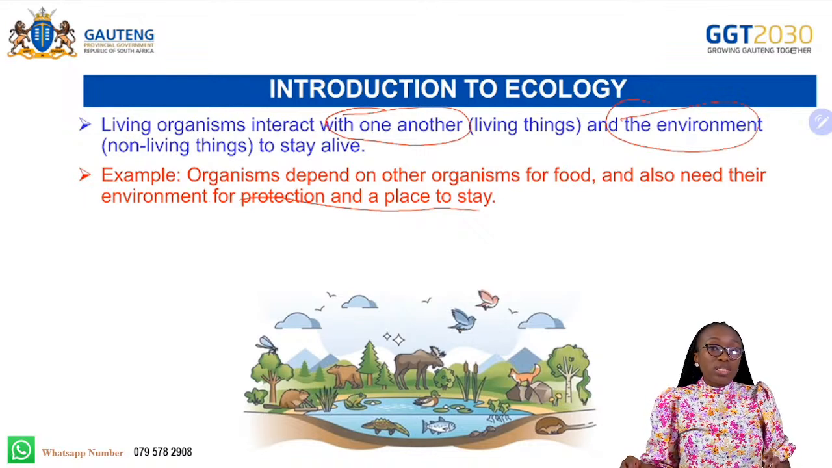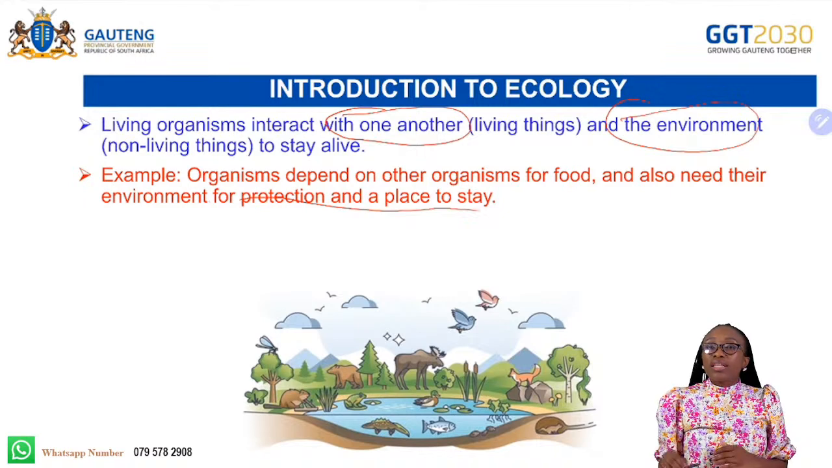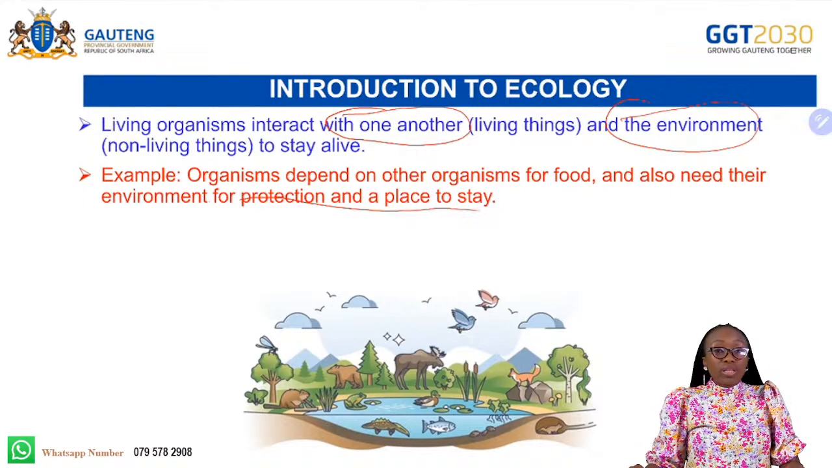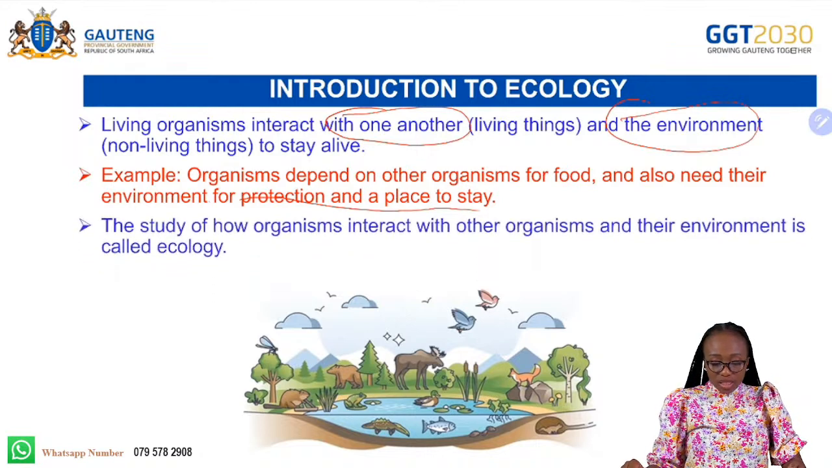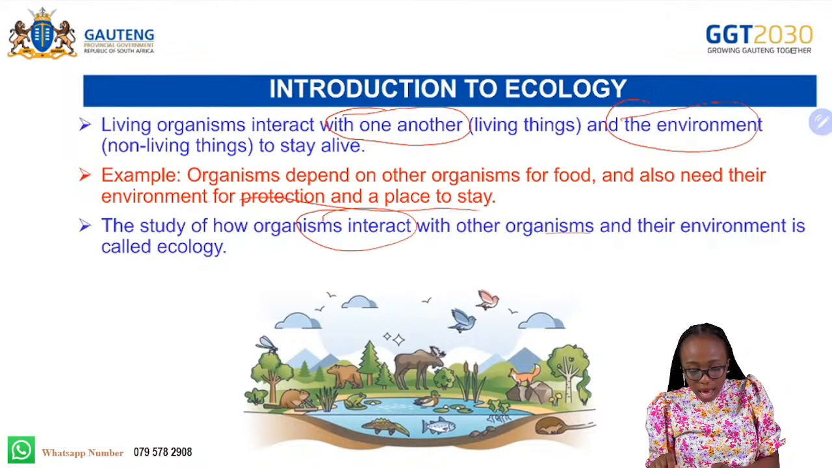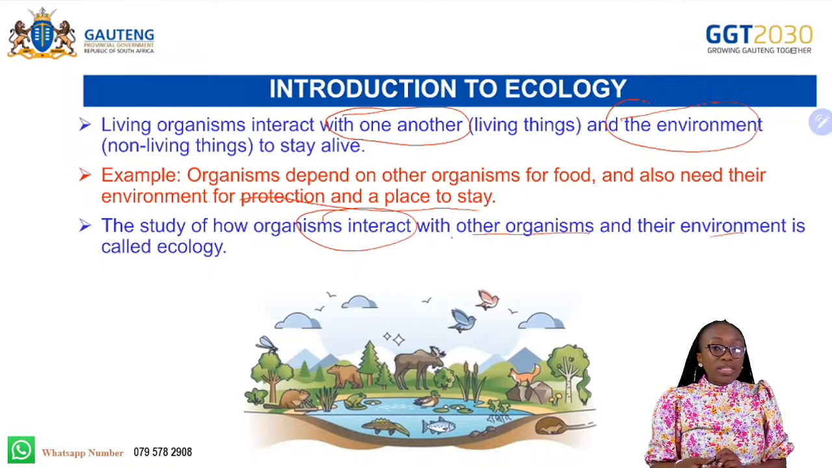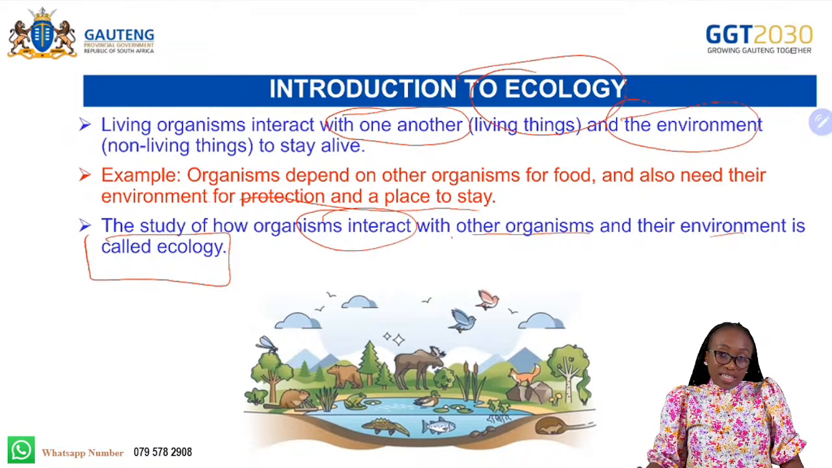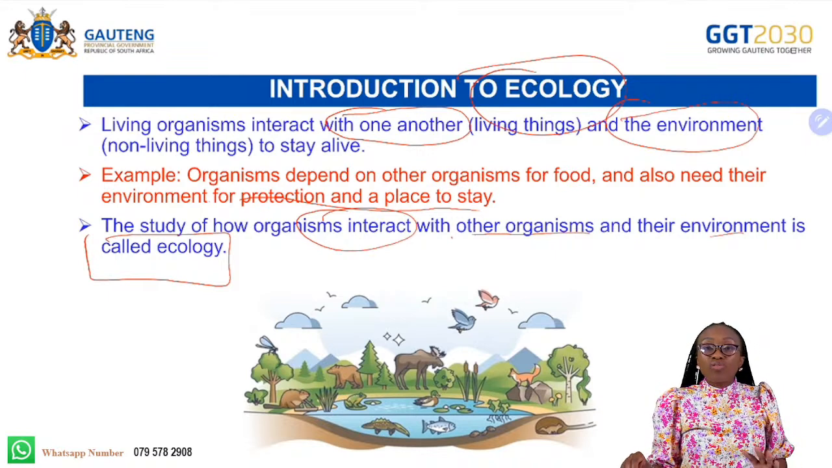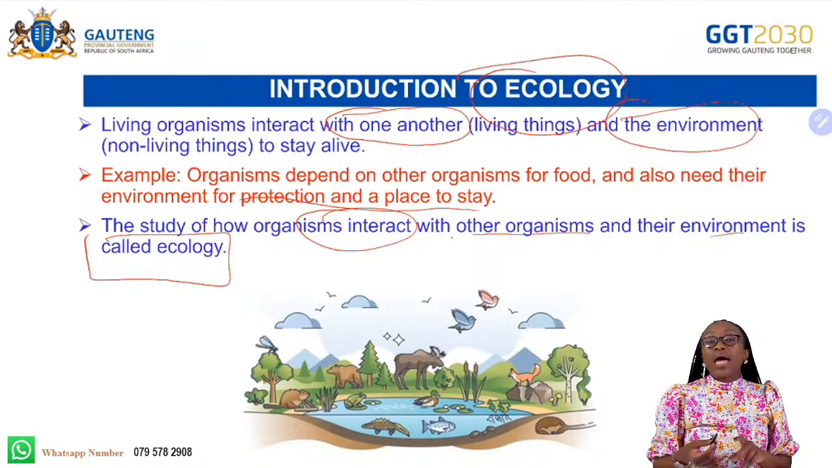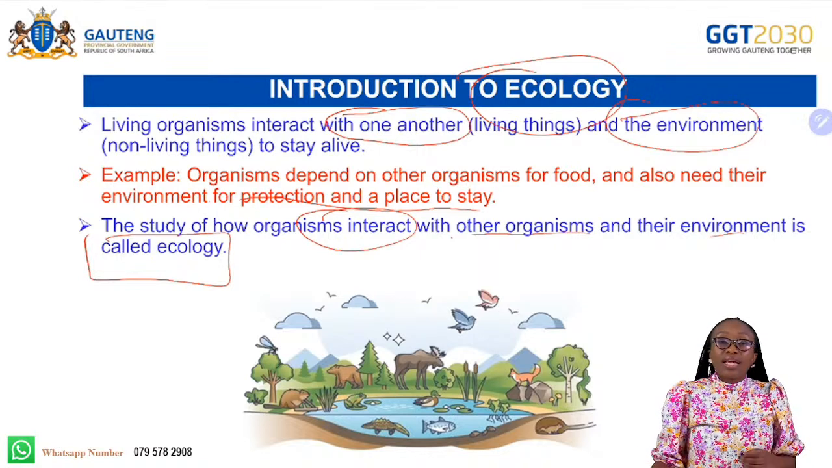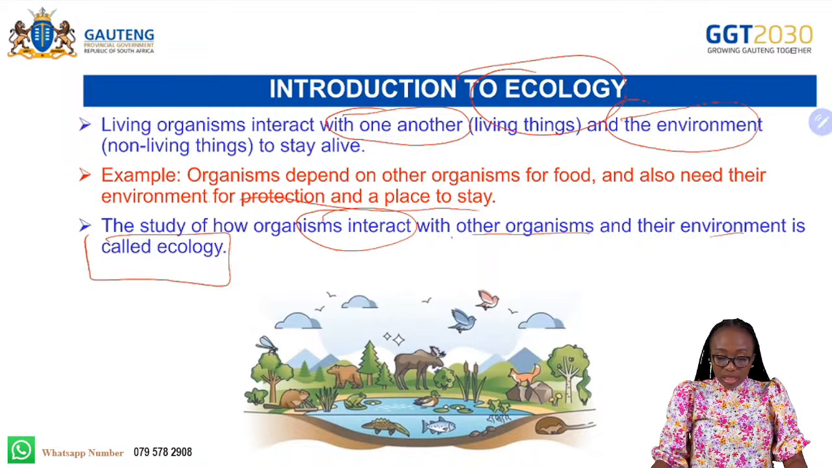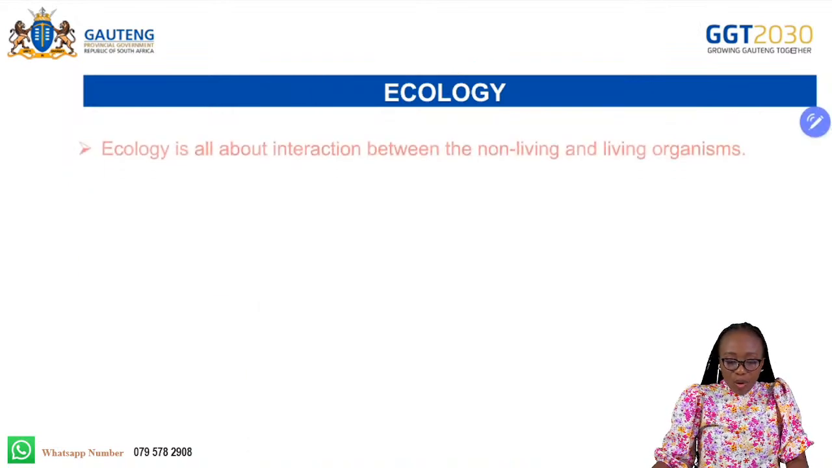They also need the environment for protection and a place to stay. Whether there are animals that live on land or animals that live in water, they also need their environment for a place to stay. And studying all of this, studying how organisms interact with other organisms and their environment, is therefore called ecology. This refers to this first slide here, introduction to ecology. That study is called ecology.